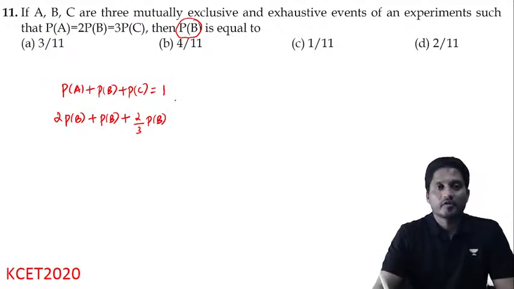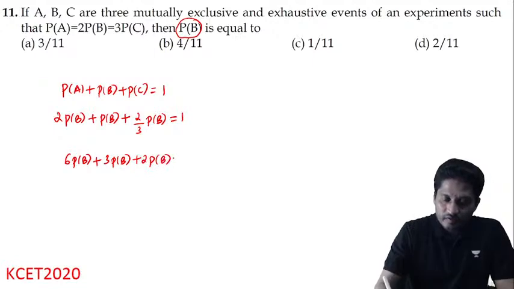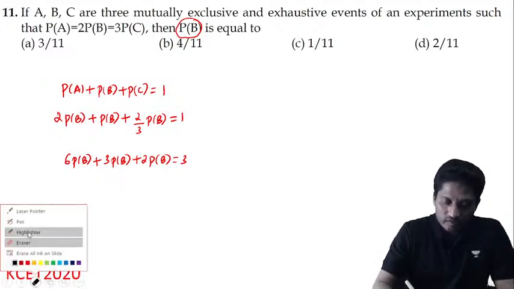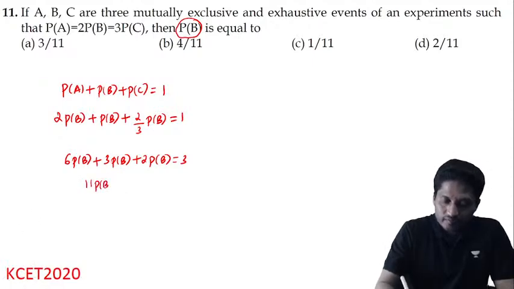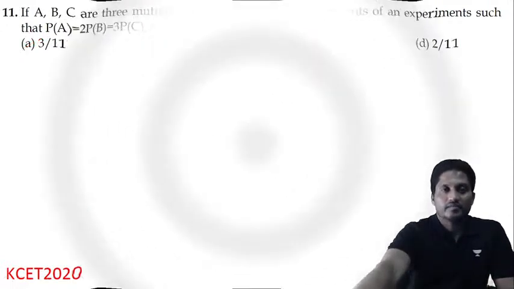So P of A plus P of B plus P of C is equal to 1. If you take LCM 3, you will get 6 P of B plus 3 P of B plus 2 P of B is equal to 3. If you add all this, you get 11 P of B equal to 3, and P of B is equal to 3 upon 11. Answer is option A. Alright, let's move to the next question.